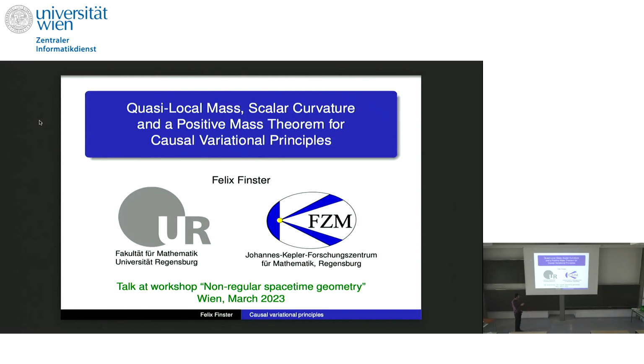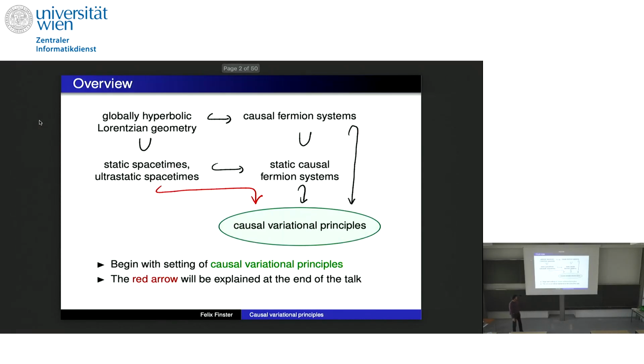My talk is on causal variational principles, and in order to put this into context, I thought that I best begin with a schematic overview. So here on the left upper corner, we have globally hyperbolic Lorentzian geometry. This is, of course, what we are all familiar with.